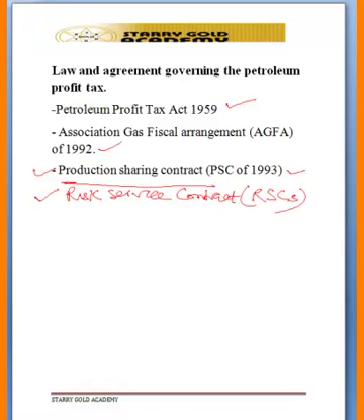So again, that is the risk service contract. These are the agreements we need to know about the oil industry: the production sharing contract and the risk service contract.